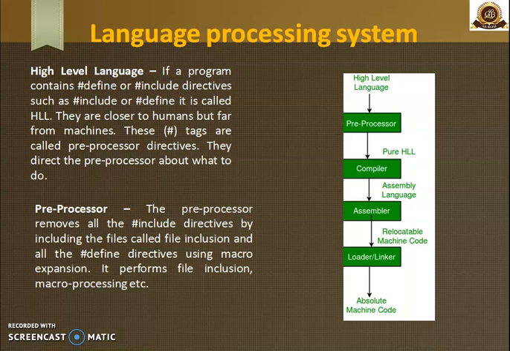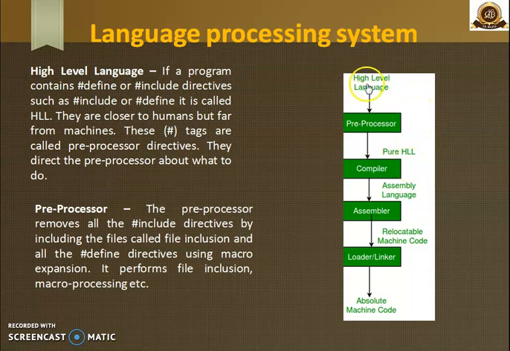So as we know that compiler is a software which converts high level language into a low level language. Along with the compiler, we have many other software modules. So I will tell you what are the other different phases available in the language processing system. So in this diagram, firstly, high level language is given to the preprocessor. Then preprocessor is going to convert the high level language into pure HLL.